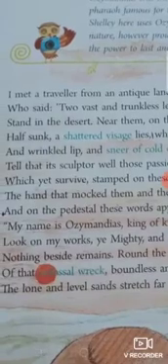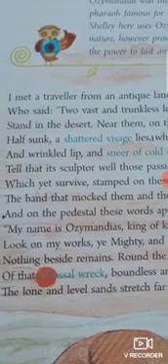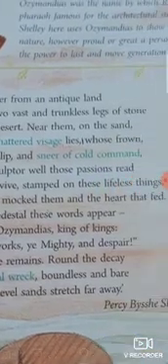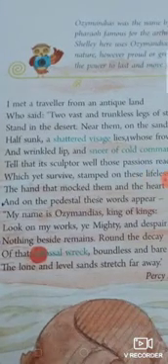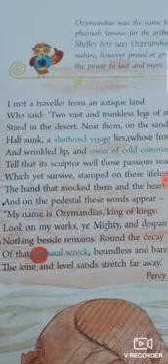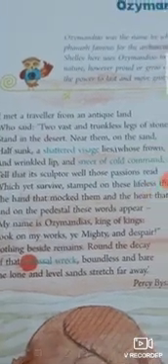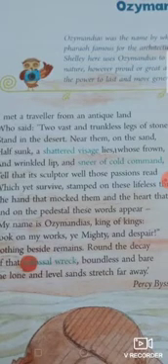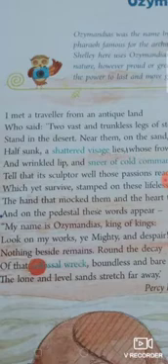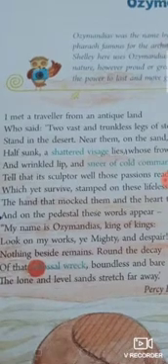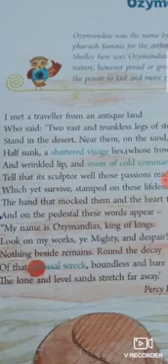I met a traveller from an antique land, who said: two vast and trunkless legs of stone stand in the desert. Near them on the sand, half sunk, a shattered visage lies. So, in these lines, the poet met a person who had traveled to an antique land. What is an antique land? A traveler traveled to Egypt, and Egypt is called an antique land because Egypt is also known for its great civilization.